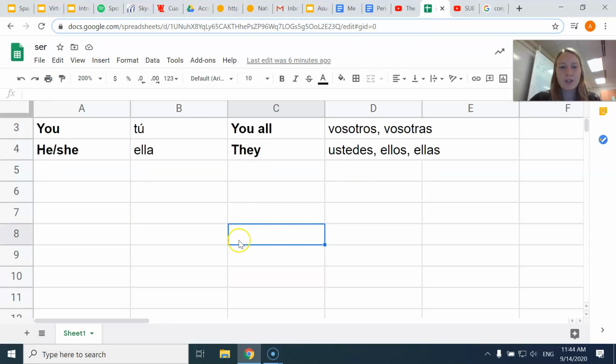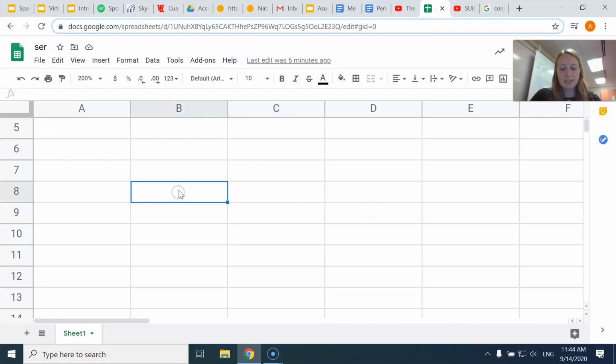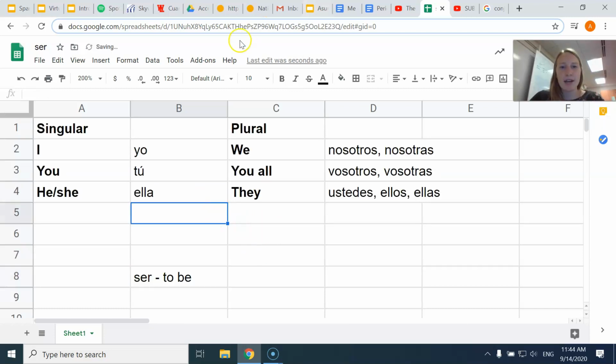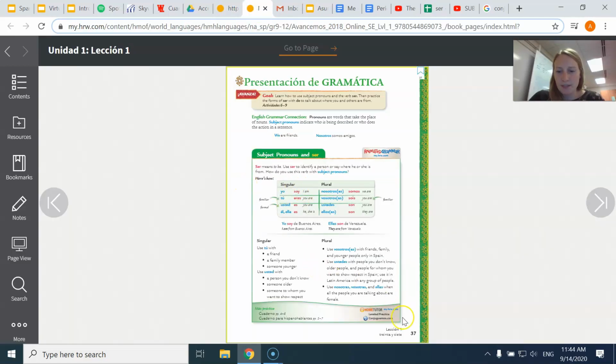Today we're learning about the verb ser, which means to be. Before we learn about the verb ser, though, we need to learn about pronouns. So if you guys open your books to page 37, and look at this English grammar connection. It says pronouns are words that take the place of nouns. Subject pronouns indicate who is being described or who does the action in a sentence.